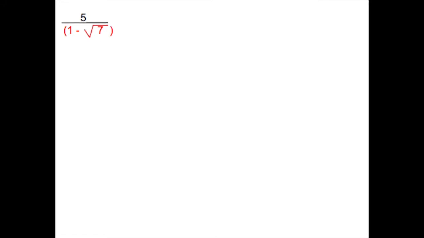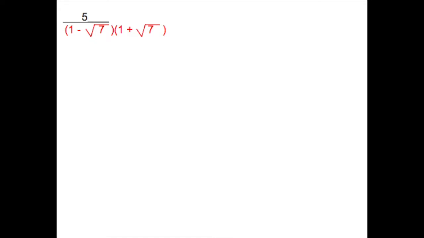Let's move on to another example and simplify 5 over 1 minus the square root of 7. We know this is not simplified because there is a square root or radical symbol in the denominator. To undo this, we can multiply our current denominator, 1 minus the square root of 7, by its conjugate, which is 1 plus the square root of 7. Remember, the key is for everything to be the same except our operations. Our original denominator had subtraction, so the conjugate must have addition. If we multiply our denominator by something, we also have to multiply the numerator by that same thing.